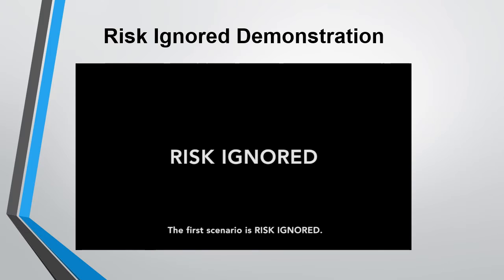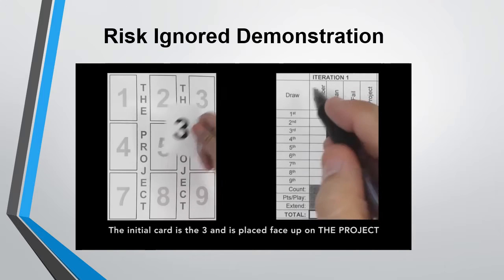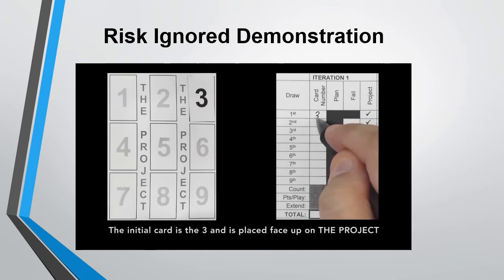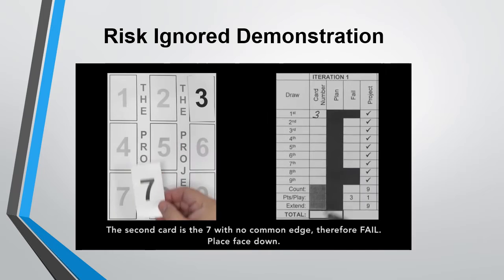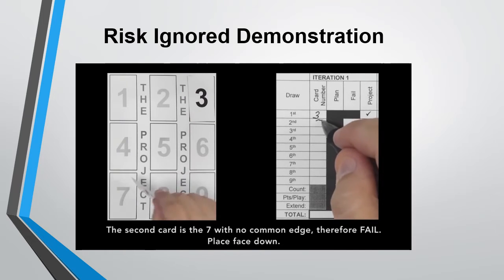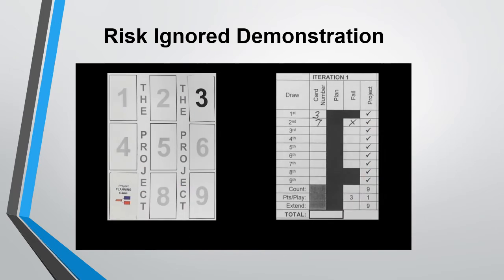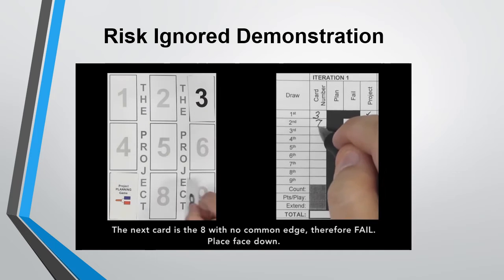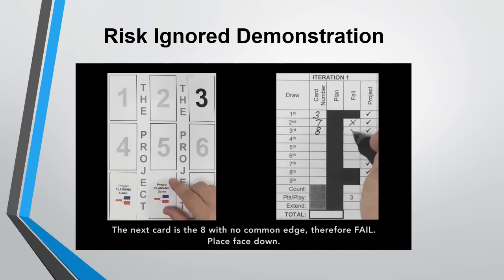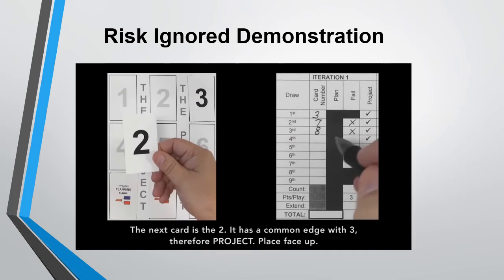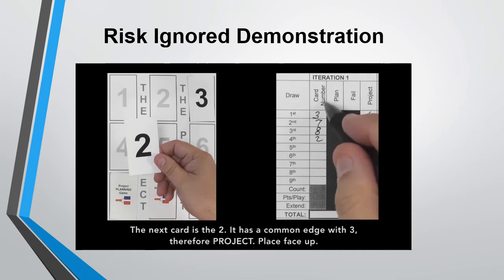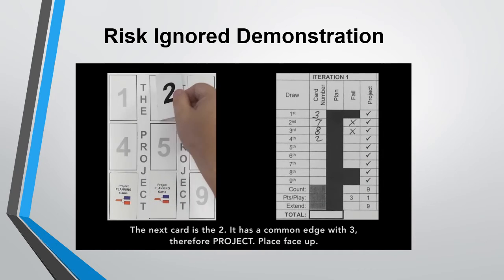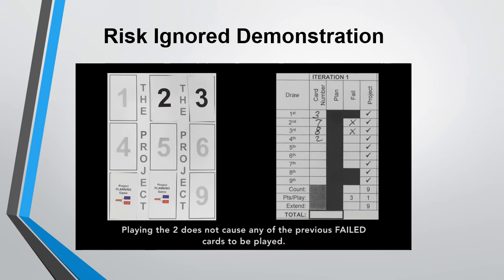The first scenario is risk ignored. The initial card is the 3, and it is placed face up on the project. The second card is the 7, no common edge, therefore failed, placed face down. The next card is the 8, no common edge, therefore fail, placed face down. The next card is the 2, has a common edge with 3, and therefore project, placed face up. Playing the 2 does not cause any of the previous failed cards to be played.